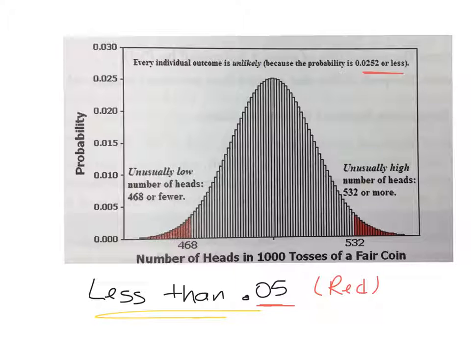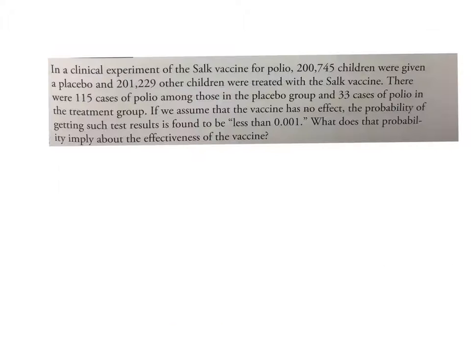It represents about 2 standard deviations away from the mean, because the red part represents less than 0.05. And remember, 2 standard deviations away was 95. We went with 68, 95, 99.7. So these two numbers are not that bad really if you look at them. If you toss a coin 1,000 times, less than 468 is very unlikely, and higher than 532 is also unusually high.